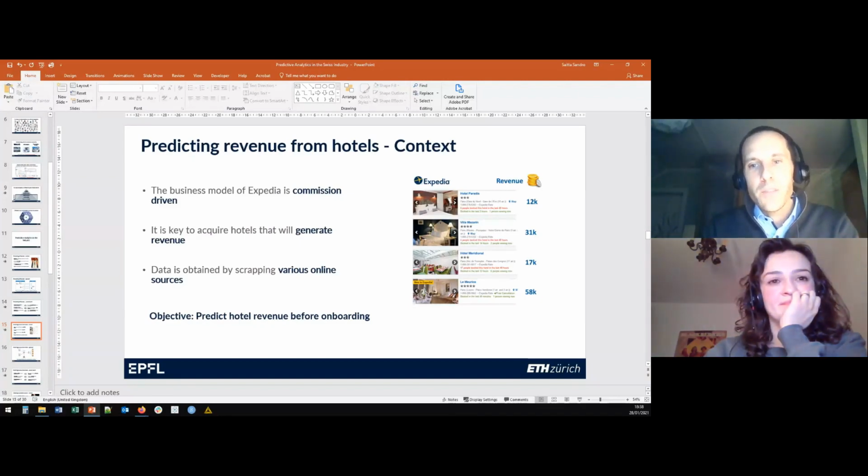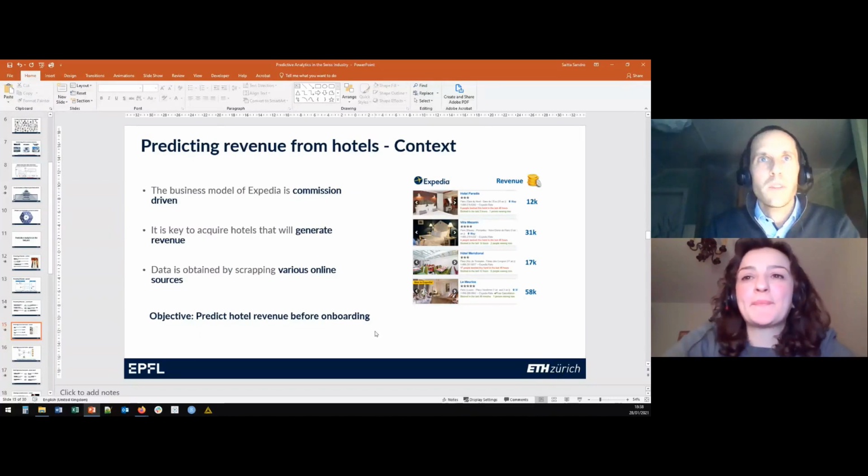So yes, we didn't go as far as looking at the pictures and things like that, but that could have been the next step. So something about computer vision and also text mining with the text of the reviews.